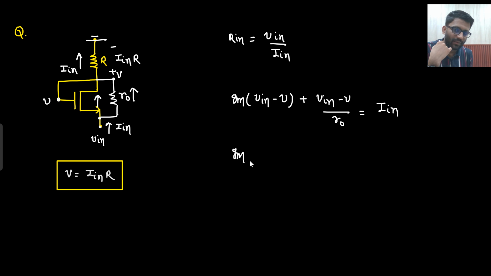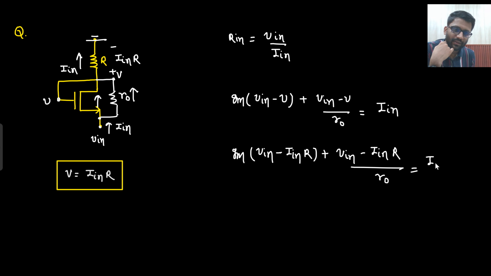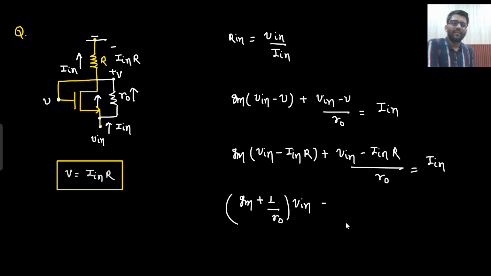So here can I put Iin into R? Yes. Iin into R plus Vin minus Iin into R, divided by R naught, is equal to Iin. Okay, so now what can you do? Gm plus 1 by R naught, into Vin, is equal to Iin into R by R naught plus 1 plus GmR.